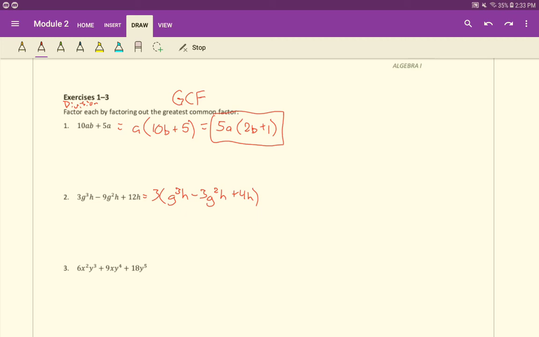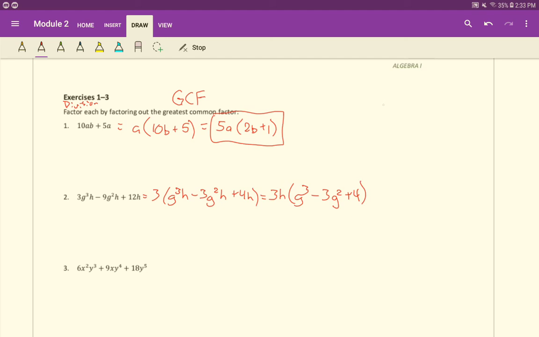However, what variable do all three of these have in common? They all have an h, and so we can take an h out. So we'll still have the 3 in front from the first step that we did, and the h. If I take the h out of this, then I'm going to have a g cubed left over. Take an h out of this, we still have a minus 3g squared left over. Take an h out of this, and I'll still have a plus 4 left over.